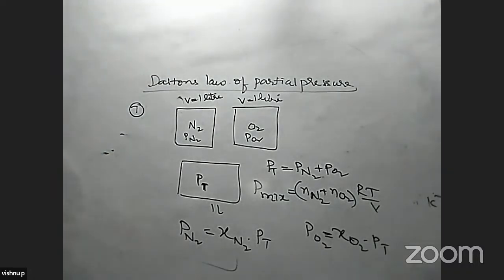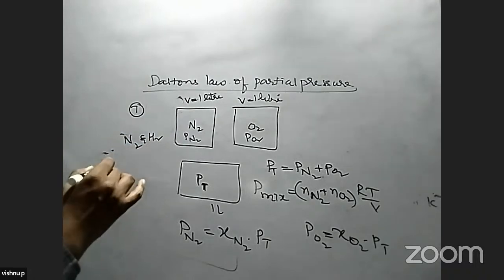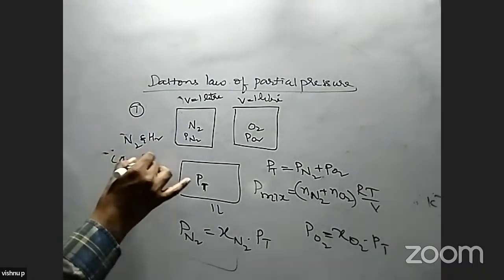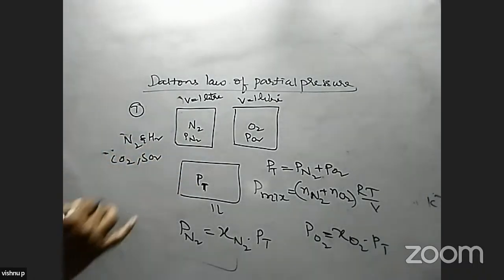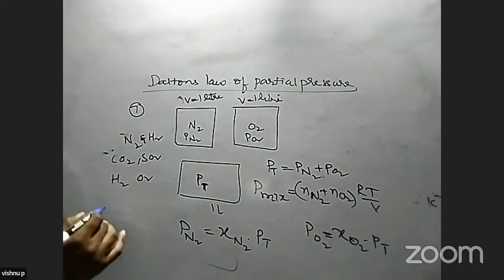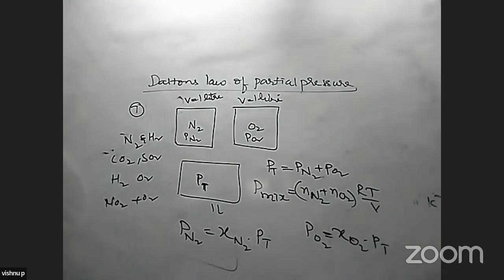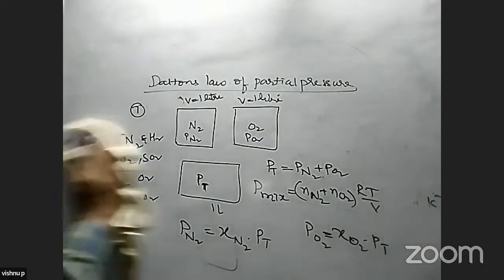It is applicable to non-reacting gases. What are the non-reacting gases? N2 and H2, it is applicable. CO2 and SO2 also. H2 and O2, which are not involved in reaction at normal conditions. Next, NO2 plus O2 are also not involved in reaction at normal conditions. For this type of gases, Dalton's law of partial pressure is applicable.